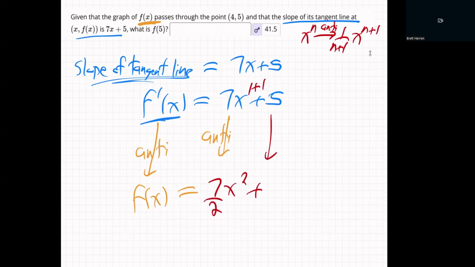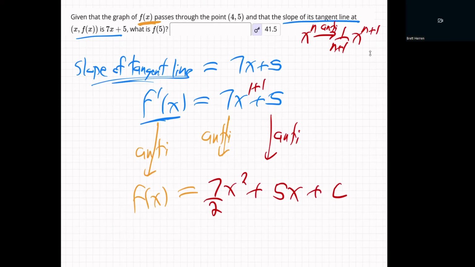Plus, okay, now what about the 5? What's the antiderivative of the 5? It's going to be 5x, right? Because the derivative of 5x will go back to 5. Plus, but then there's always a constant. Let's call it c. Okay. So there's f of x.